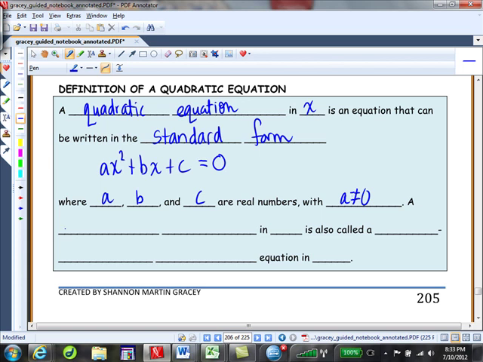A quadratic equation in x is also called a second degree polynomial equation in x.